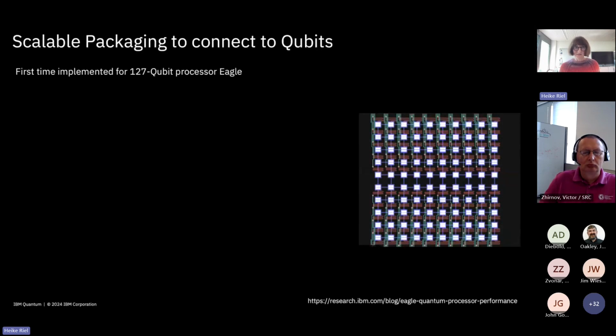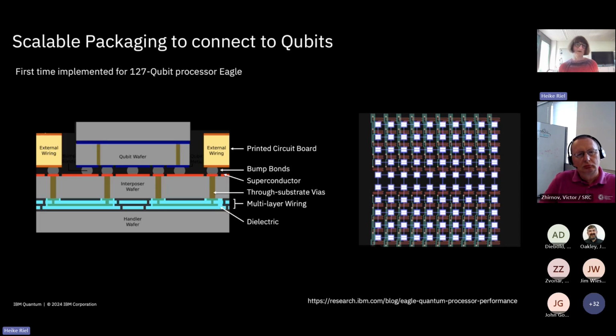Just want to highlight that packaging, as I mentioned, is very important, because above 100 qubits you can no longer do it in a plane to connect all the qubits. Therefore, you need to go to packaging. And here's a cross-section of such a package where you see the through substrate vias, bump bonds, the superconductor, and the qubit wafer, of course. And what is important to keep in mind is that this has to go to low temperature, to 10 millikelvin, and it needs to have also the microwave resonators, superconductors, etc. So there is also quite some development which is needed to make these things work.